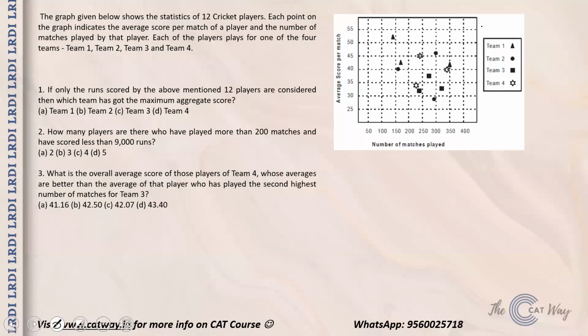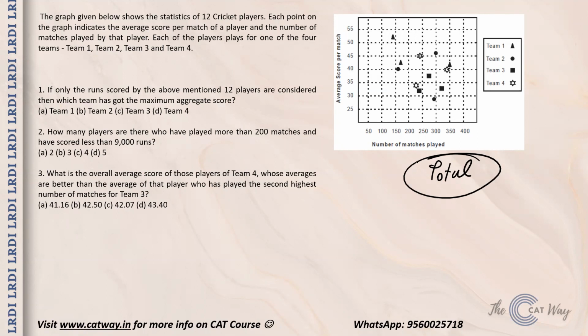So here we are with the next set. The set says that the graph given below shows the statistics of 12 cricket players. Each point on the graph indicates the average score per match of a player and the number of matches played by that player. All right. So the average has been given and the number of matches has been given. So the total score of each player can be calculated.